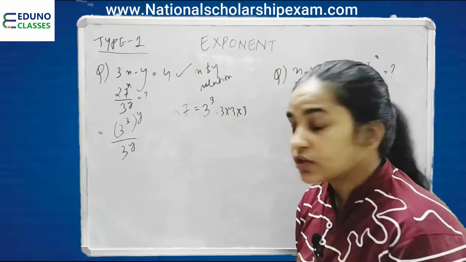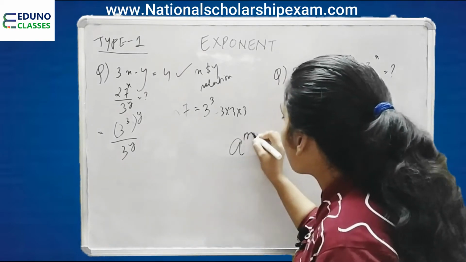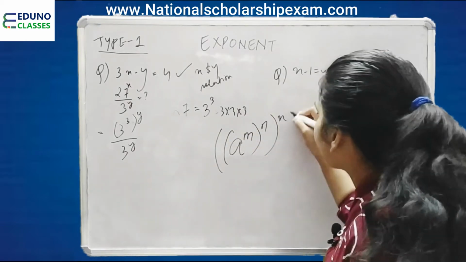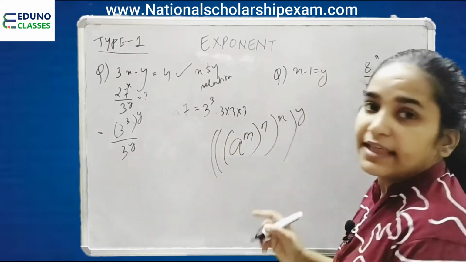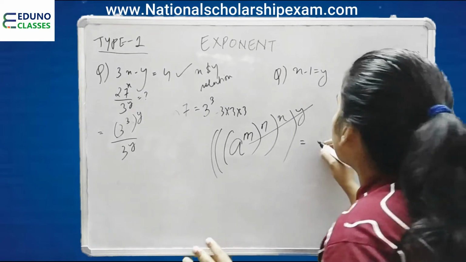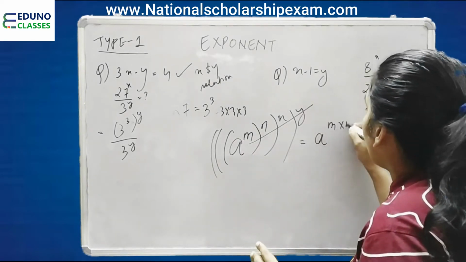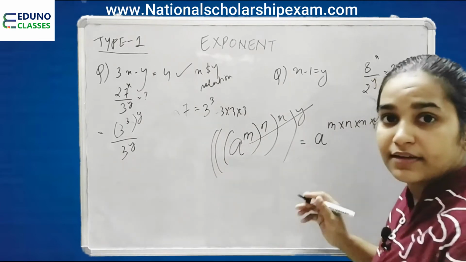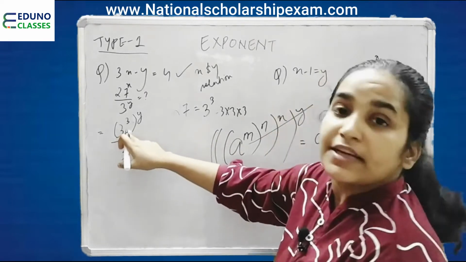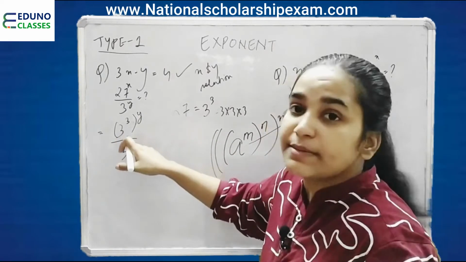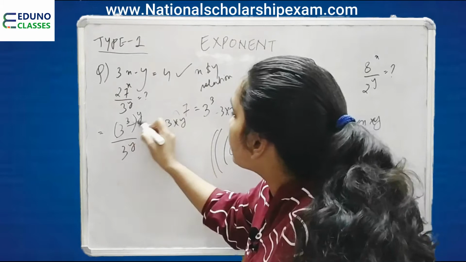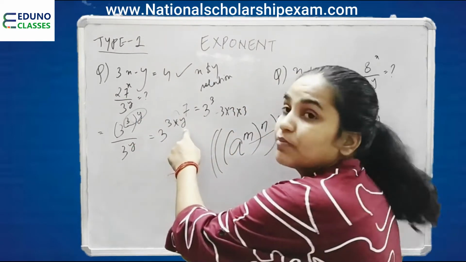And I have already told you this identity. If we have a power m, whole bracket n, whole bracket again x, again whole bracket y, then all these powers get multiplied. So now I can write it as a power m into n into x into y. This was an identity for us. Now we will do the same. This is 3 power 3 whole power y, so this can be written as 3 power 3 into y. All these numbers are in multiplication.